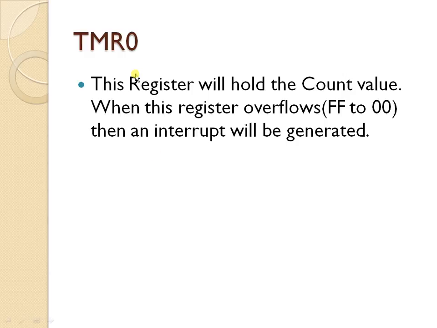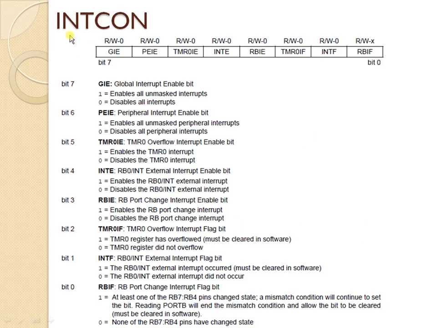Okay, now it's an 8-bit register, so whenever it overflows from FF, that is its maximum value, so whenever it overflows or rolls over from its maximum value to its minimum value, then it will generate an interrupt. Okay, now we have one more register, that is the INTCON register, the interrupt control register. Okay, so GIE is nothing but global interrupt enable, and PIE is nothing but peripheral interrupt enable bit. Okay, so these two bits should be programmed to 1 whenever we want to generate an interrupt.